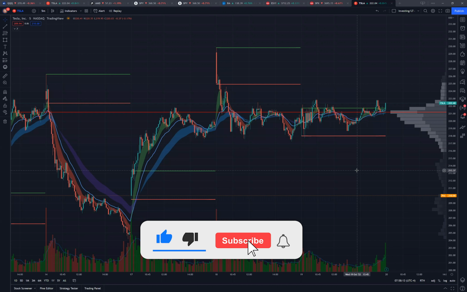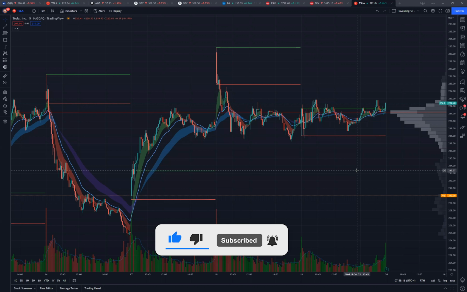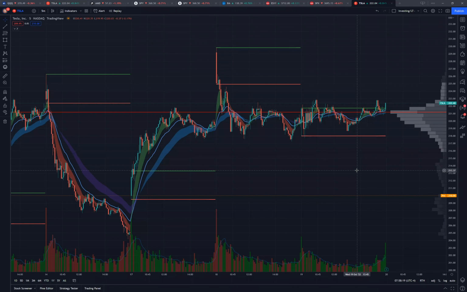Personally, I like this one. I like the volume profile as well. That's going to be one of my main trades, but the opening range breakout trade is amazing for momentum, and I'm going to show you exactly how to properly use it because a lot of people misuse the opening range breakout.